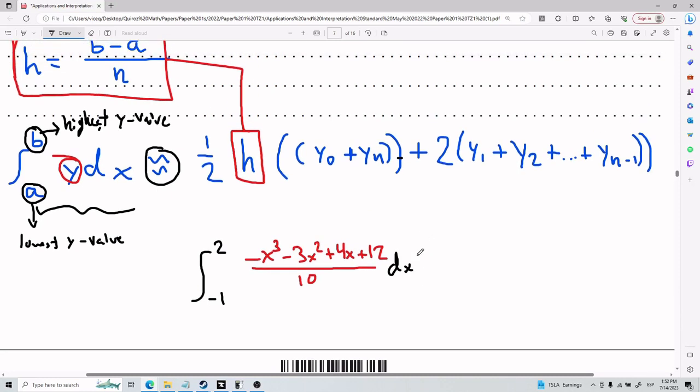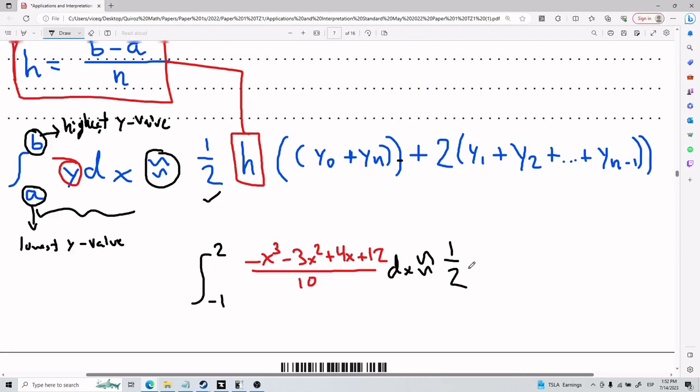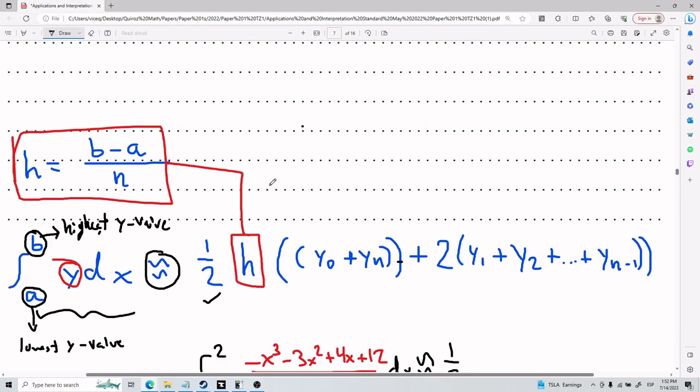All right, so all of this approximate will be the stuff on the right, okay? The stuff on the right, so we start with 1/2, okay? So that means we're good here. And then we need to put h. Now, h we said was b minus a divided by n. Okay, we know that b is my highest y value, which is 2. We know that a is my lowest y value, which is -1. I divide this by n. Now, what is n?